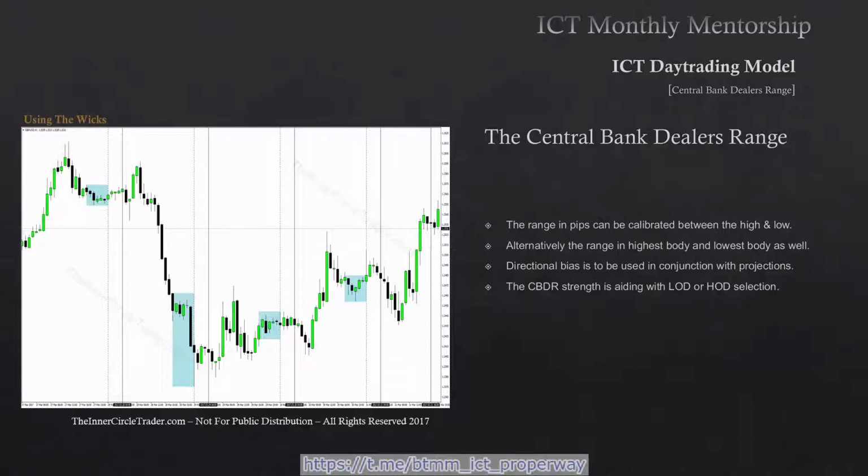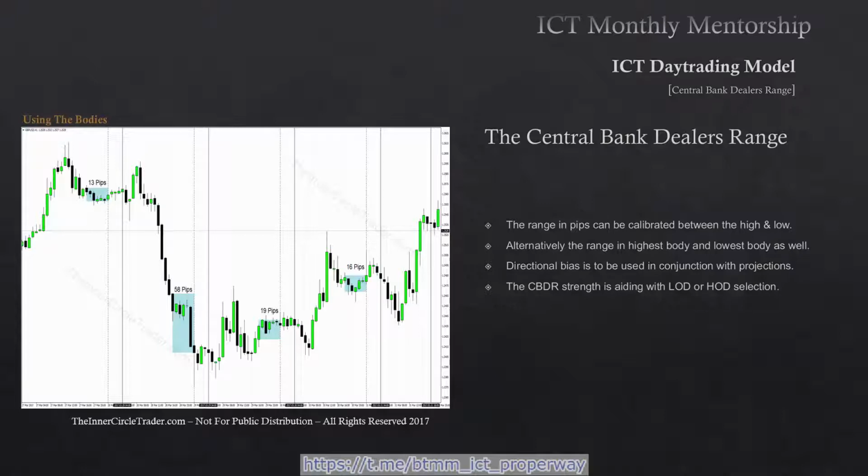But just because we're looking for the low to form and be a bullish close every single day doesn't mean this highest probability setup, and we can use the central bank dealer's range to help frame that context, as we'll teach in this lesson here. But we're using wicks in this example here. So every one of these blue boxes represents the central bank dealer's range for that respective day.